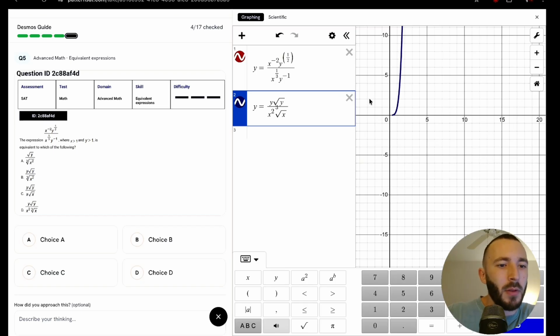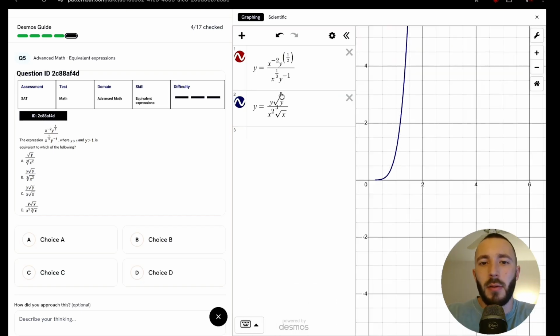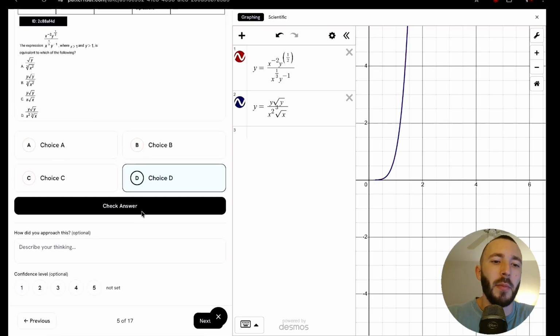And yeah, choice D works beautifully. Notice how if I unclick it, I get the red line. If I click it, I get the purple line. They overlap completely, so choice D is going to be my answer.